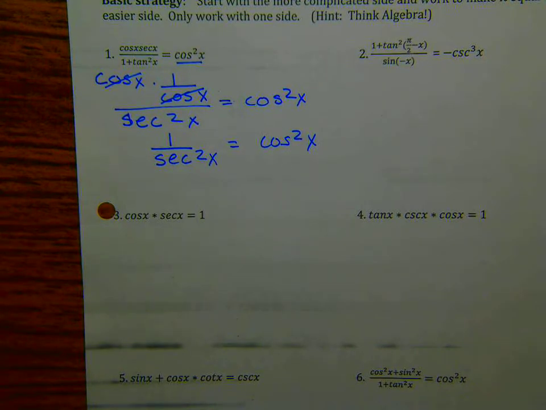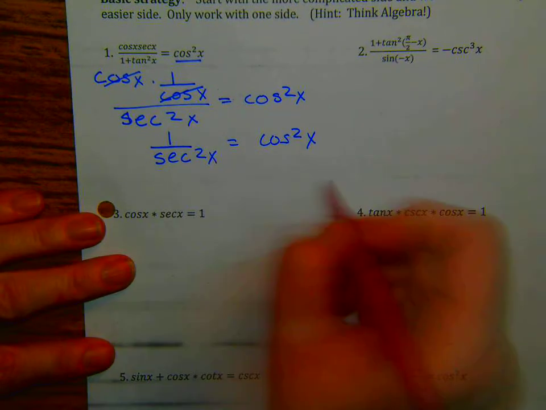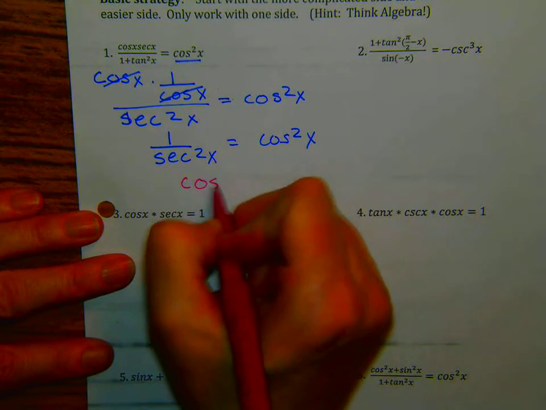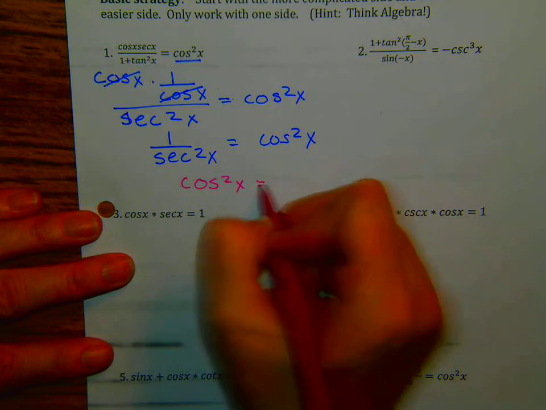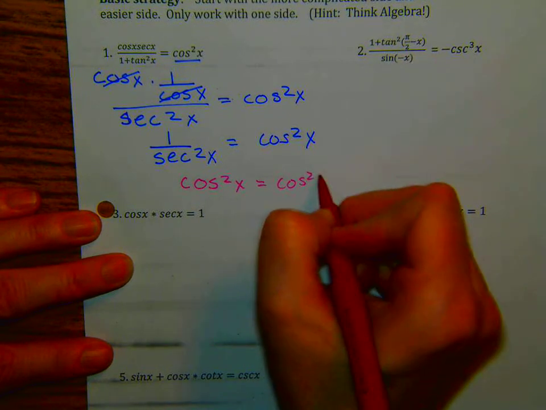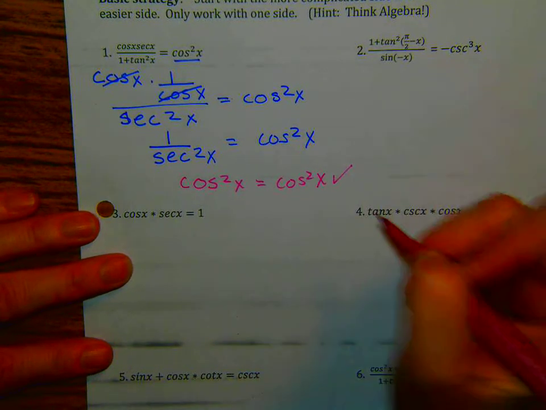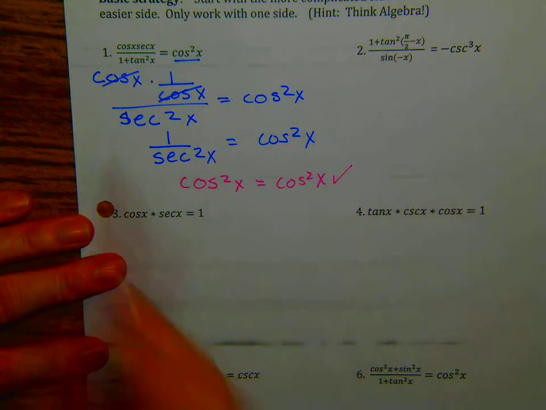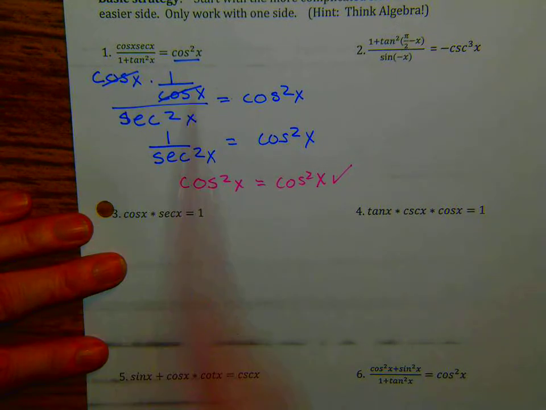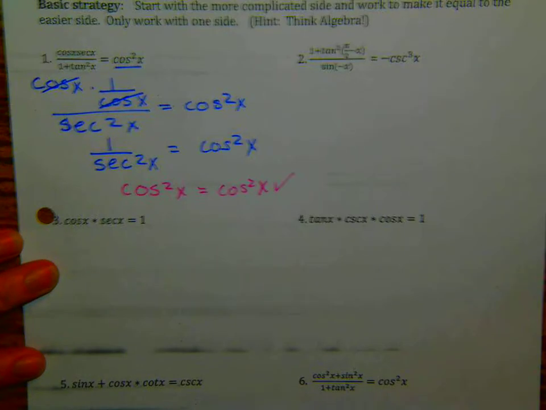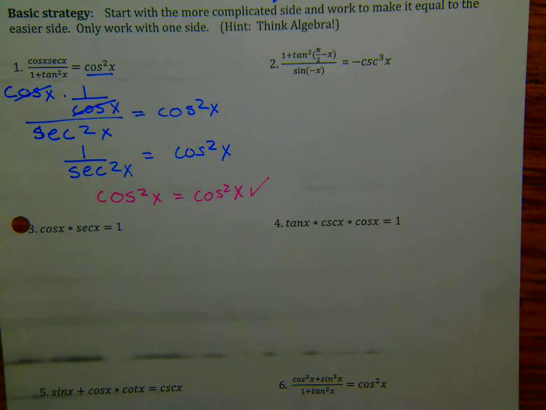I should use different colors. So then what is 1 over the secant squared? Well, that is, in fact, the cosine squared of x equals the cosine squared of x, and there we have it. Check. We have verified that this identity is true. See that? All right, let's go on to number 2.